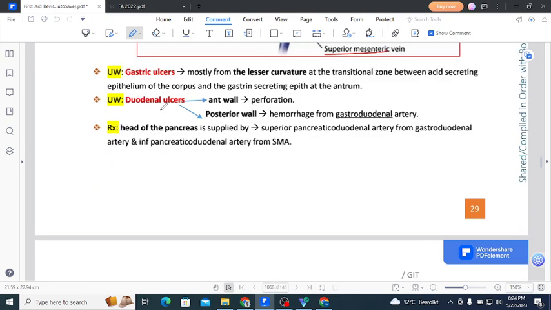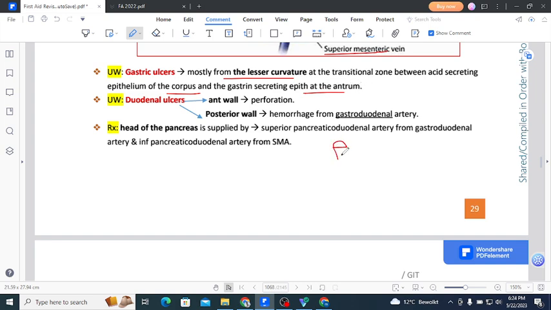The UWorld point about gastric ulcers: mostly from the lesser curvature at the transitional zone between the acid secreting epithelium of the corpus and the gastrin secreting epithelium at the antrum. Corpus means body. So gastric ulcers are mostly from the lesser curvature at the transition zone between the acid secreting epithelium of the body and the gastrin secreting epithelium of the antrum, because the G cells are present in the antrum of the stomach.